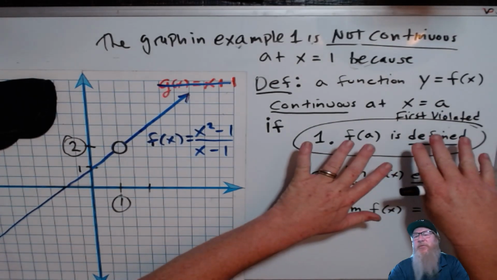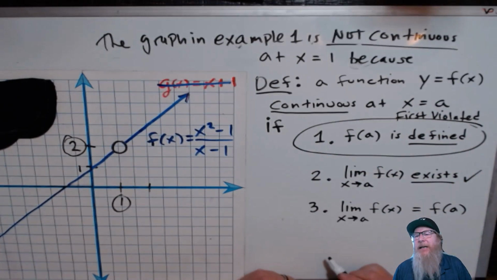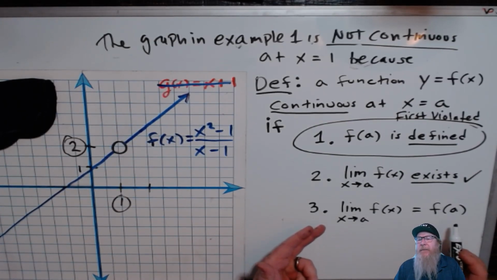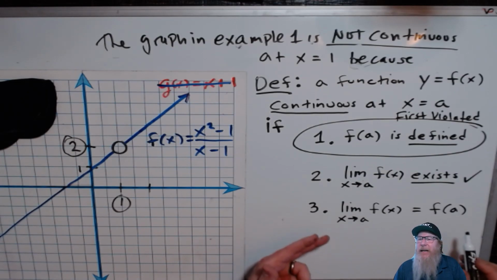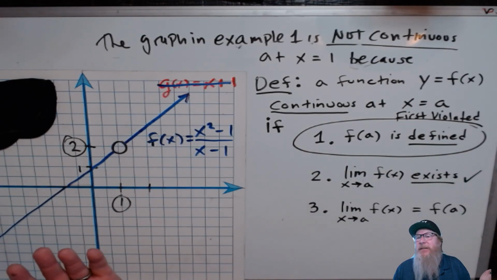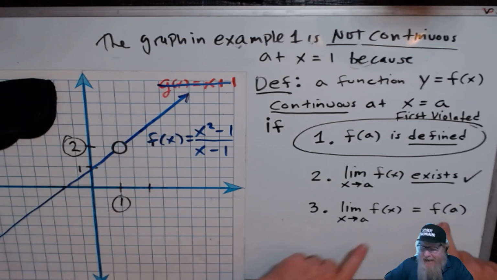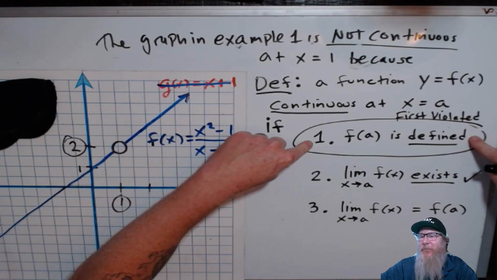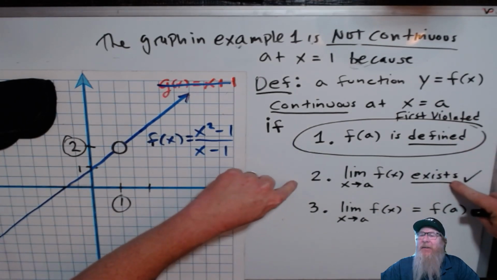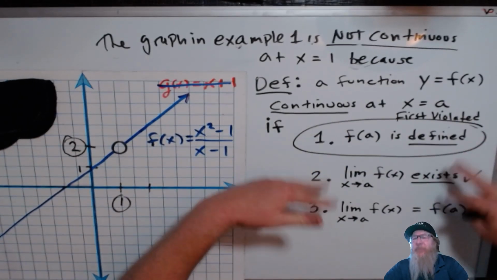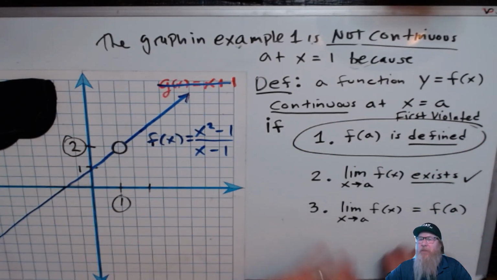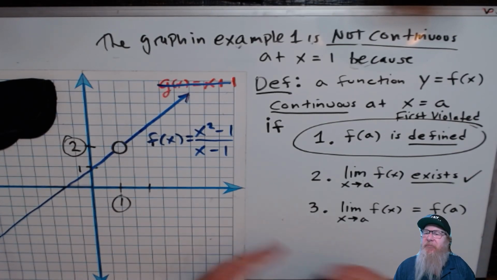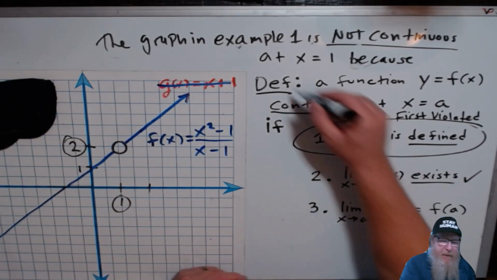So if this rule is first violated, then there's no point in even checking the other rules. Clearly, by the time you get to rule number 3, it is violated if rule number 1 isn't satisfied, right? So they're kind of progressive. You first have to have a definition of what it means to plug in a. Then you have to have a limit existing. And then finally, the first 2 things must be true in order for the third thing to be true. Okay, so that is the formal definition of continuity at a point.